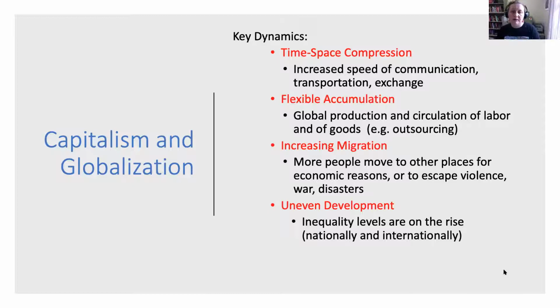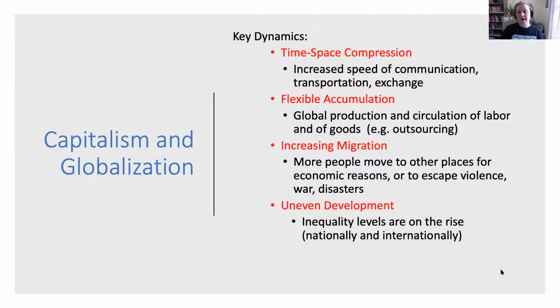So migration refers to people moving from one place to the other for different reasons. We'll talk more about this next week. But all you need to know for now is that basically migration, or movement of people, has increased in the last 50 to 100 years. And this migration refers both to internal migration, so people moving within the country. So for instance, people from rural areas moving to cities, to these jobs created by outsourcing, or people moving to other countries.